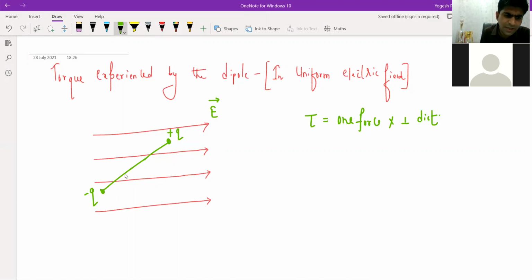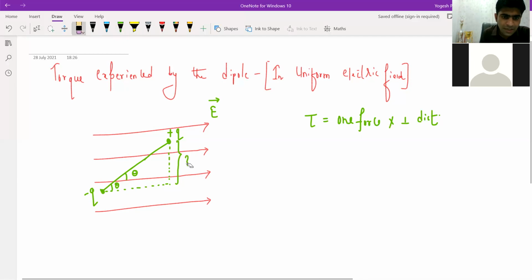Now suppose the dipole is oriented and making an angle theta with the electric field. So we have to find the perpendicular distance between these two charges. What will be the perpendicular distance? This will be the perpendicular distance because this is theta. If this is theta, this will also be theta. And the opposite side we say as the perpendicular distance. So we are very much focused on this side. What will be the value of this side?